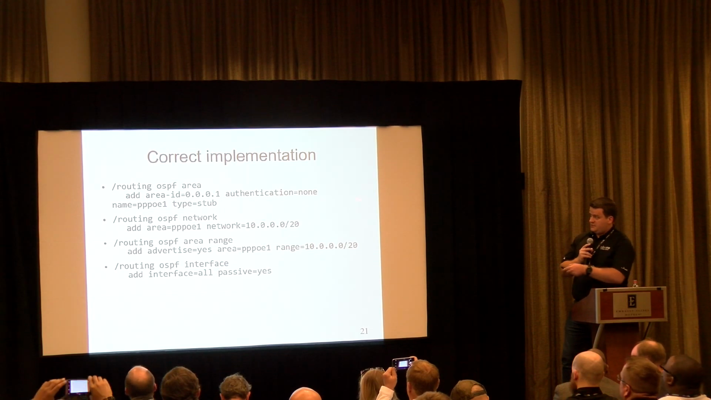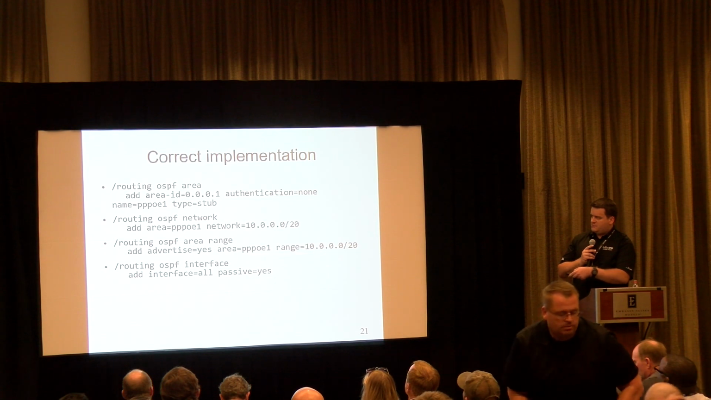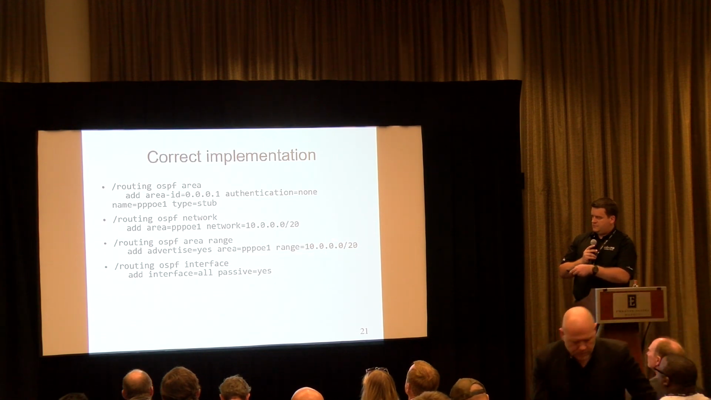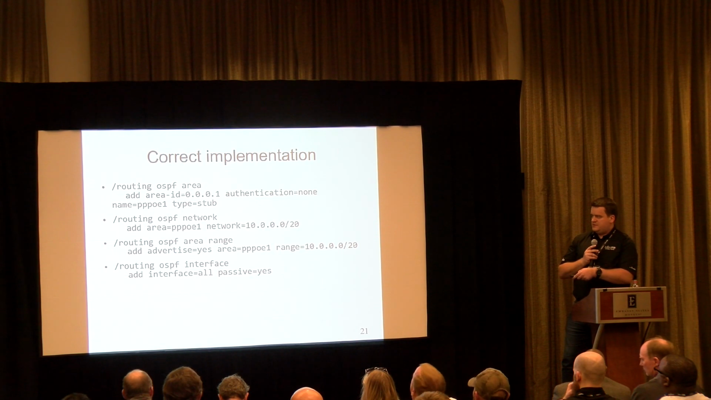So just create another area, type stub, add network to that area, add area range. This is aggregation, that all routes that will be in this network will be aggregated under this route. And set all the interfaces to passive.